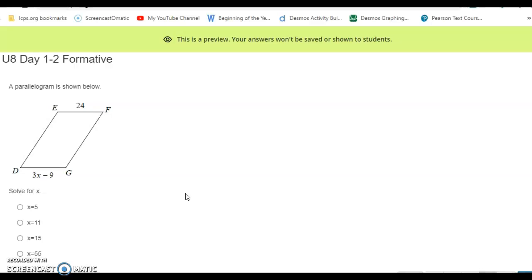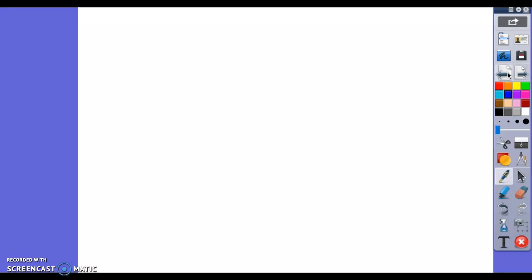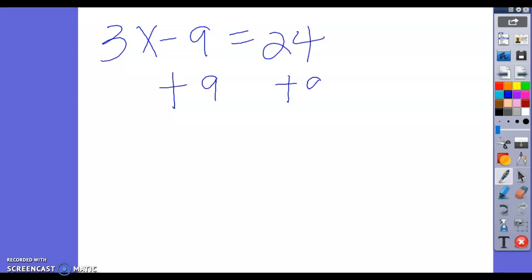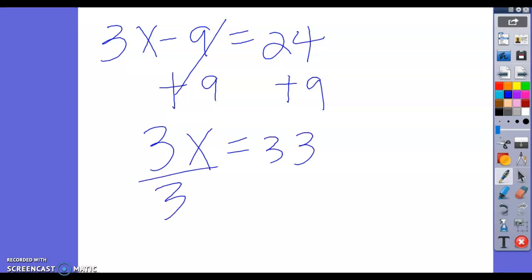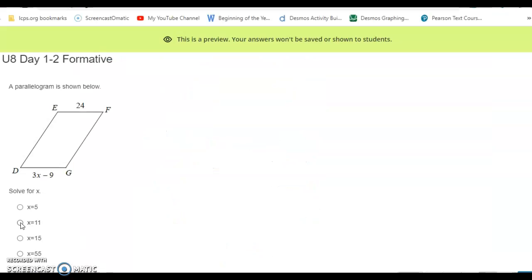A parallelogram is shown below. Solve for x. Well, these are opposite sides in a parallelogram. Those should be equal. So we're going to set 3x minus 9 equal to 24. So, 3x minus 9 equals 24. And we get 3x equals 33. Divide by 3, and I'm getting x is 11. So there we go. x is 11.